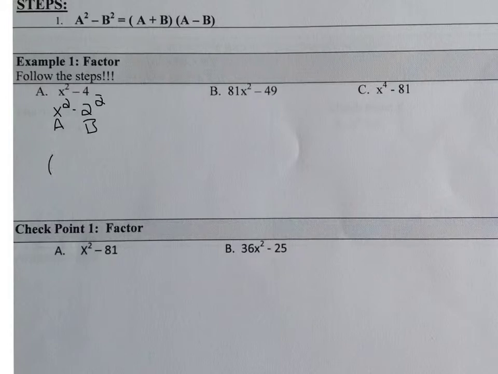And that means my a is x and my b is 2. So now I just plug it into the formula. A plus b and a minus b. If a is x, and b is 2, it would be x plus 2 times x minus 2, and that's it. Let's look at b.